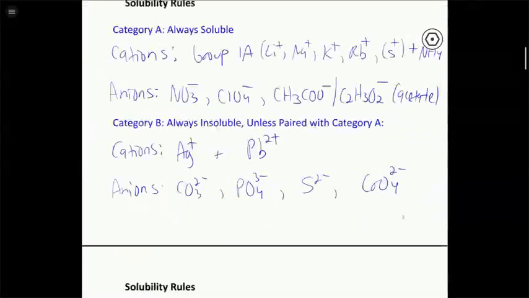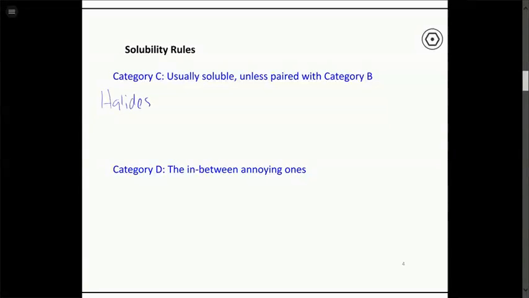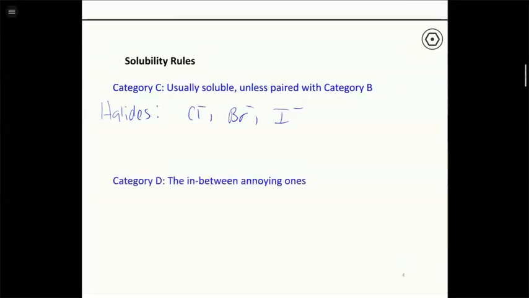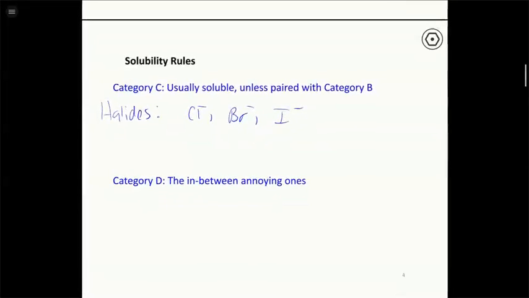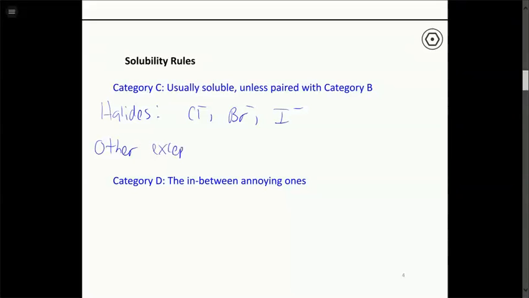Now there's some other rules then that we should think about that are a little bit more of a gray area. So we have another category which is primarily anions, which are usually soluble unless paired with one of the cations from category B. So the halides, in particular chlorides, bromides, and iodides, those usually give soluble compounds unless they're paired with one of those cations, silver plus or lead 2 plus, one of those cations that always makes insoluble compounds. And then there's some other exceptions to the soluble halides as well that we should be aware of.